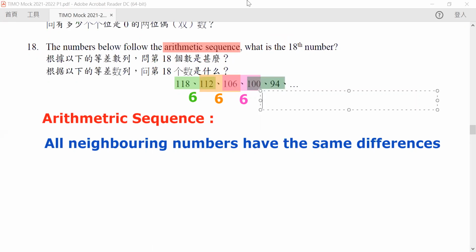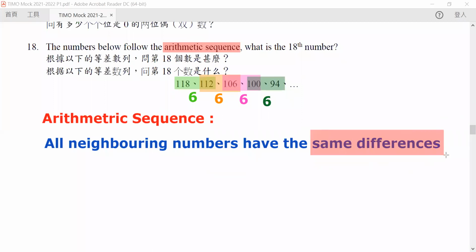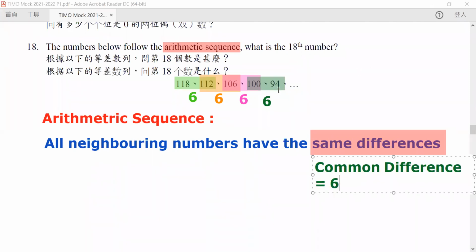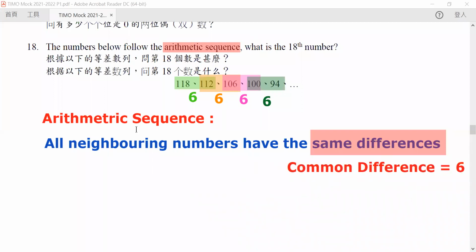Now again, for our 94, the difference is again 6. Because all those differences are the same, we say that they have the same difference. In this case, we call it the common difference. The common difference here is equal to 6. If they have the same difference, then we call it an arithmetic series.